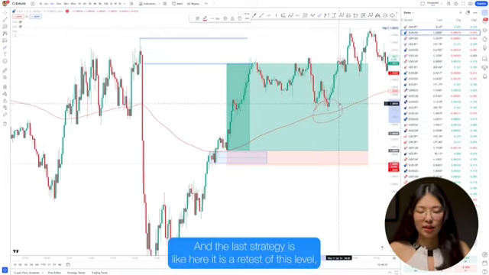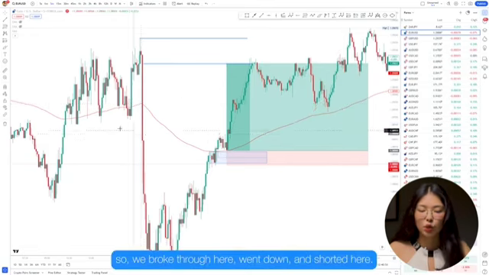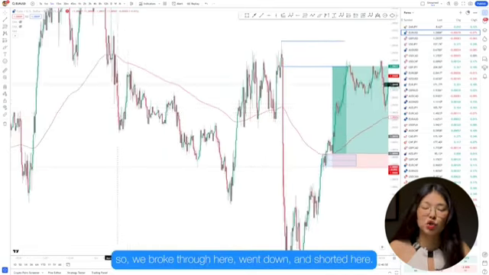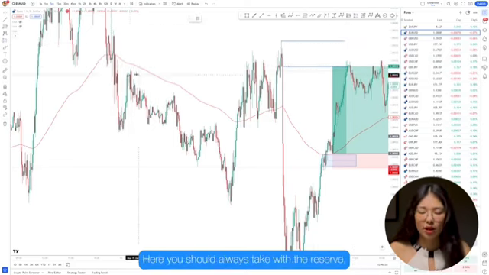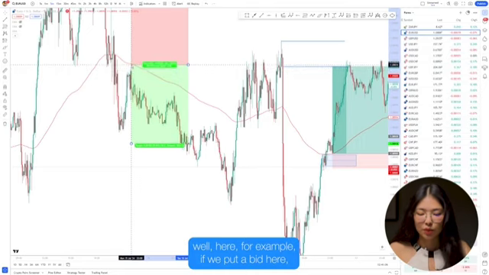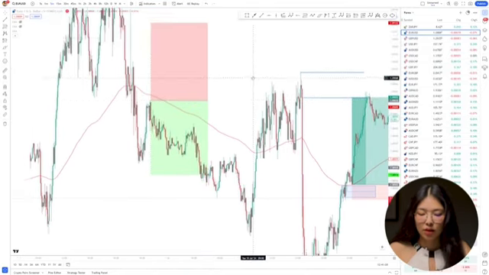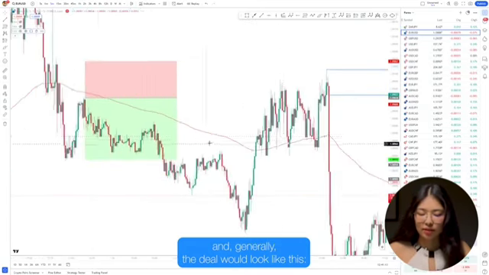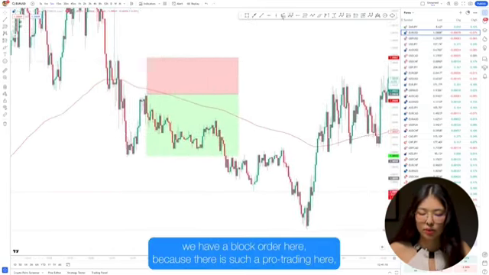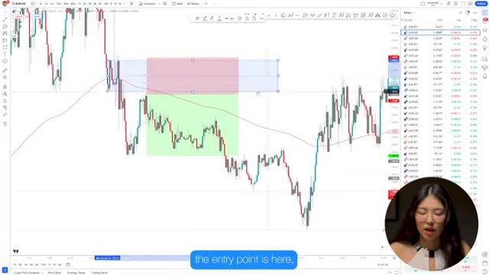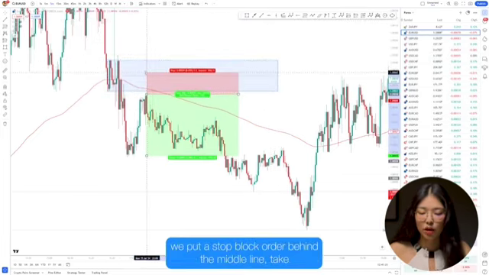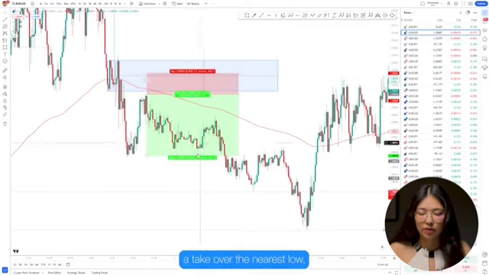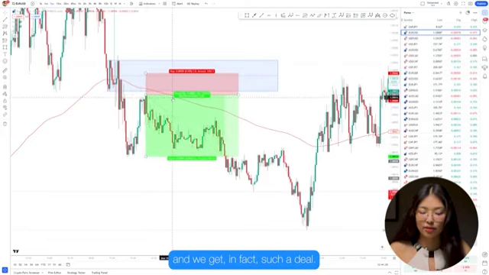And the last strategy is like here, this retest of this level. So we broke through here, went down and shorted here. And here we should always take with a reserve. So well, here for example, if we put a bid here, it would not be taken, and generally the deal would look like this. We have a block order here, and the entry point is here, and we put a stop behind the middle line, take the nearest low, and we get such a deal.